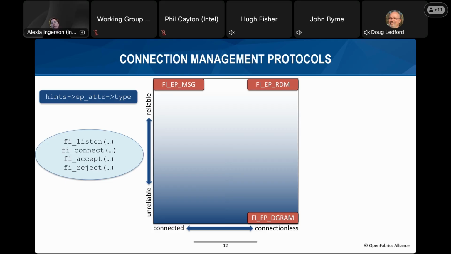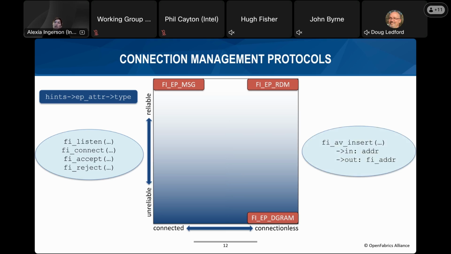So OFI blends the simplicity of a datagram endpoint with the reliability of the message endpoint into a 3rd type of endpoint, which we call EP RDM, which stands for reliable datagram. So this endpoint type is connectionless, but also reliable. Because of the flexibility and reliability, this is the type of endpoint that we see most applications using today.